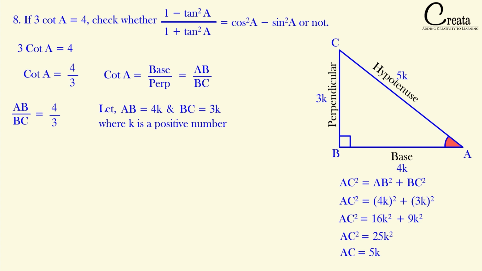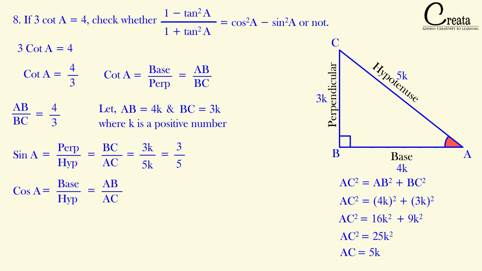In the given equation in the question, we have to find sine, cos and tan. So firstly, let's find sine A. Sine is perpendicular over hypotenuse, that is BC upon AC, which is 3K upon 5K. So we got sine A as 3 upon 5. Got it? Very simple. Let's find cos A, which is base upon hypotenuse, which is AB upon AC. AB is 4K, AC is 5K. We got cos A as 4 upon 5.